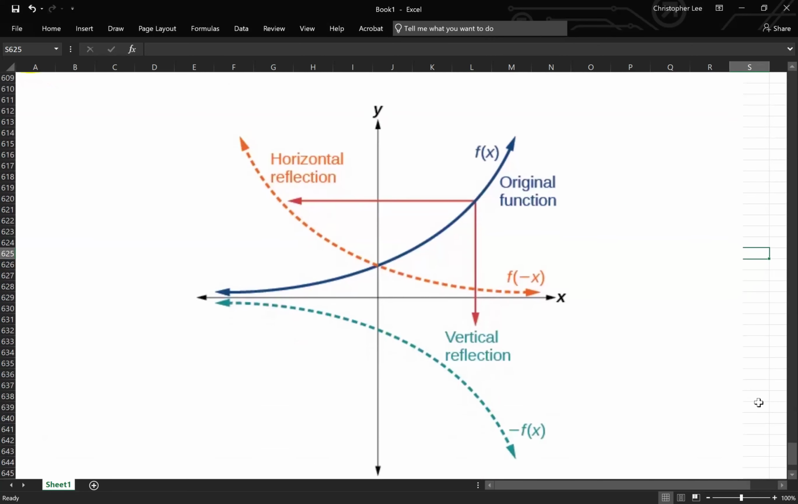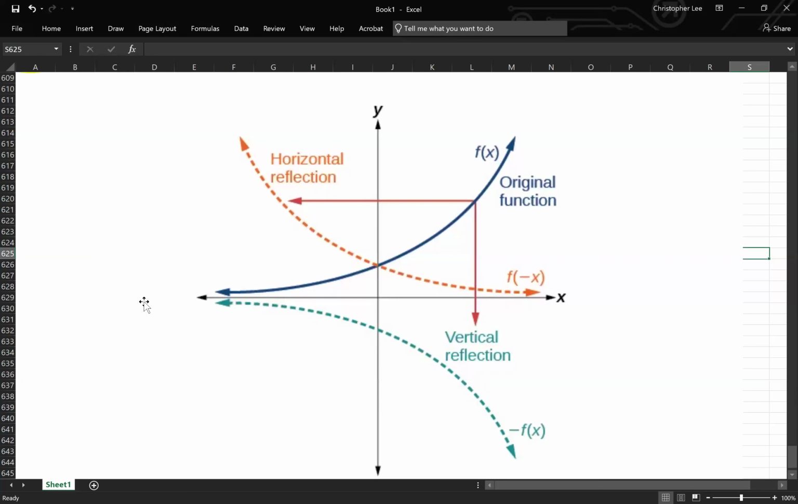For example, our dark blue line here is our original function. If we're reflecting it about the x-axis, the horizontal axis right here, it's like I'm flipping it upside down on the bottom. That's how I get this turquoise line. That's the vertical reflection.